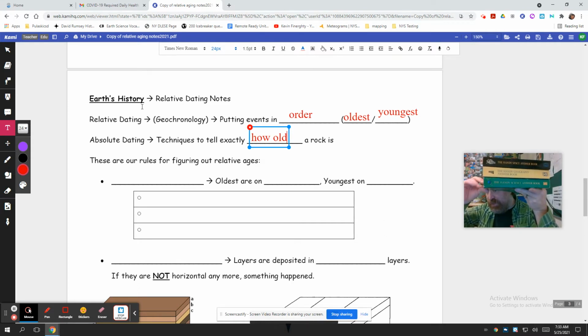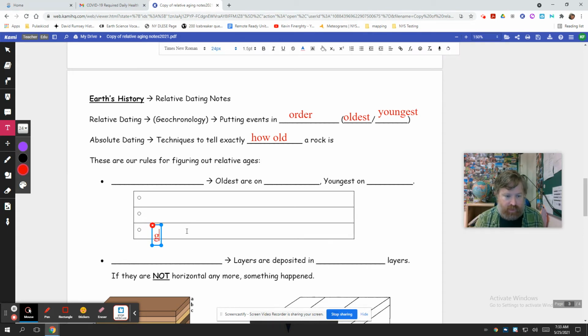Which one did I put down second? Which one did I put down third? Can you put those events, the laying down of those books, or if you can stretch your mind a little bit, those rock layers, in order? So green would have had to have been first, yellow would have had to have been second, and black would have been last, right? Let's just write that right in here. Green, yellow, black.